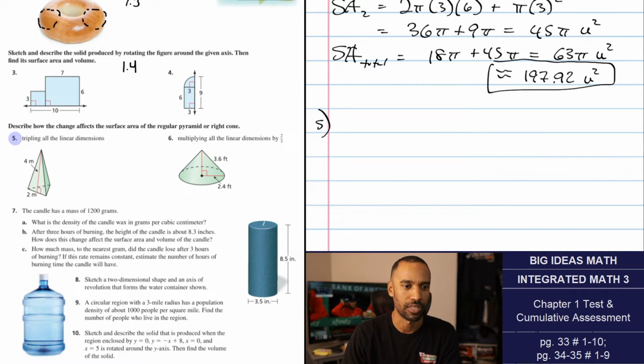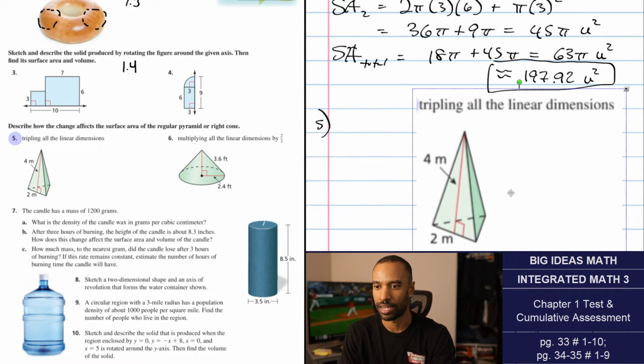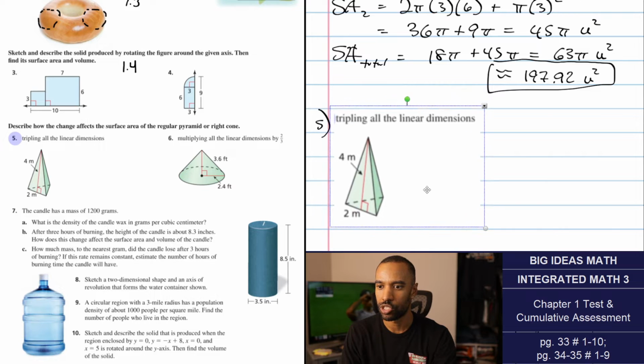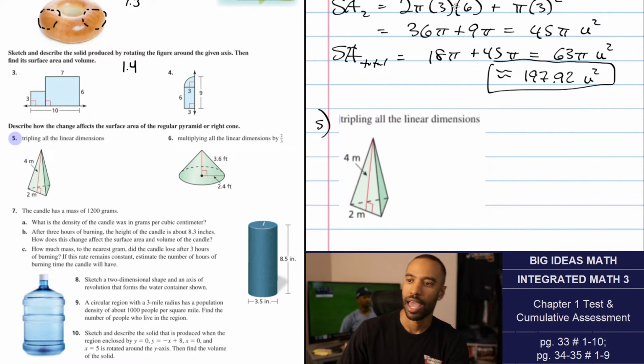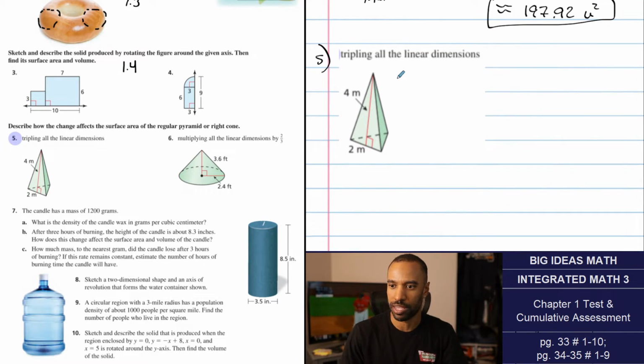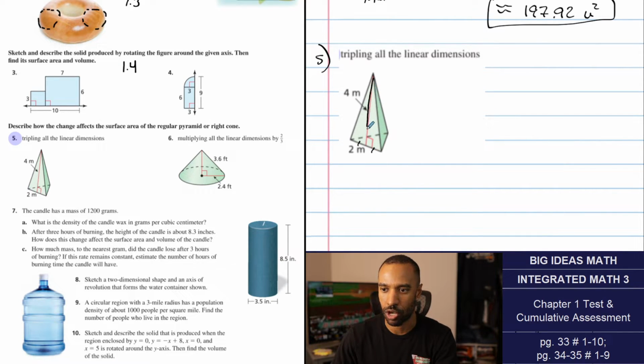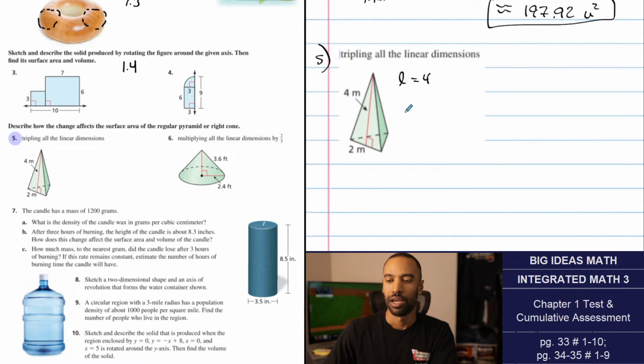Let me copy paste that. Tripling all the linear dimensions. So that's not the height of the pyramid. It is a slant height. Notice that right angle is going to the base edge. And that's why I said this is going to have to be equilateral. So this divides that in half. That doesn't matter, but this divides that in half there. That is L. So L is 4. There is stuff we have to do with the base area, though, because that's part of your stuff. Now, this is the first time we're doing surface area of a pyramid. I haven't done it with you yet in this book.